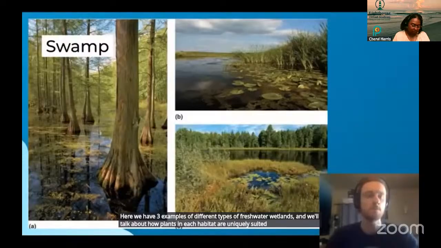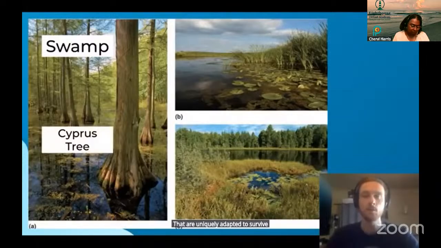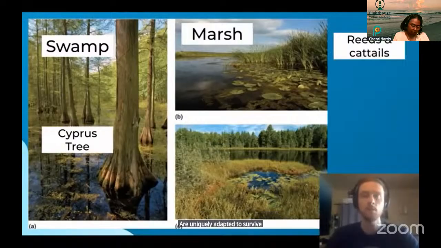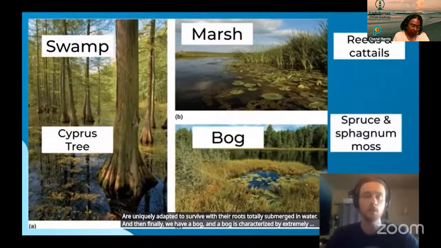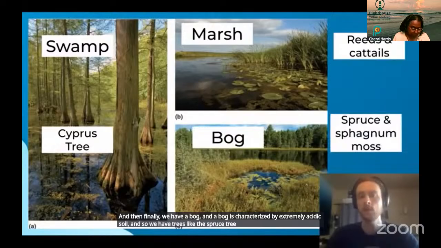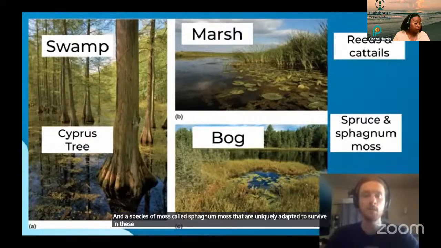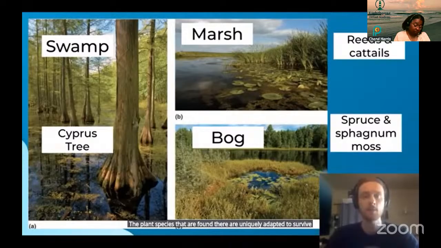So we have a swamp here that's going to feature cypress trees, which are a type of coniferous or pine tree that are uniquely adapted to survive living in submerged soils. Then we have marshes. They're also going to have reeds and cattails, which, like the cypress tree, are uniquely adapted to survive with their roots totally submerged in water. And then finally, we have a bog, and a bog is characterized by extremely acidic soil. And so we have trees like the spruce tree and a species of moss called sphagnum moss that are uniquely adapted to survive in these very acidic soils. So we can see in each type of wetland here, the plant species that are found there are uniquely adapted to survive in those conditions.